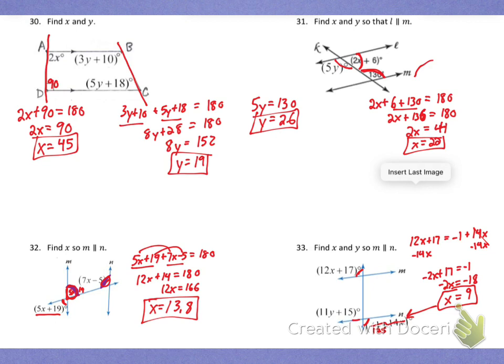So then using, this is a V, this is a V, those are vertical angles, and vertical angles are congruent. So I'm just going to have 11y plus 15 is equal to 125. 125 minus 15 is 110. I'm going to divide that by 11, and I get y is equal to 10.